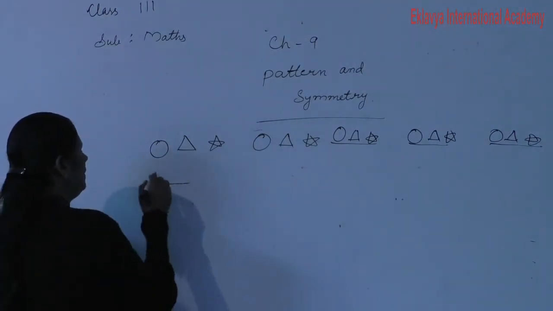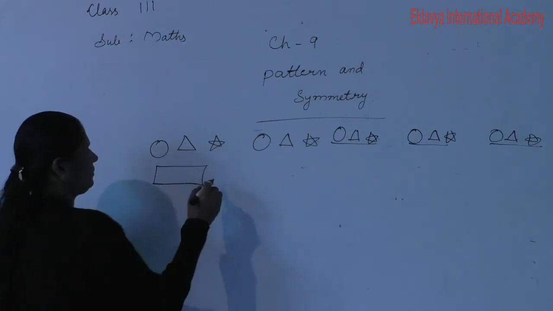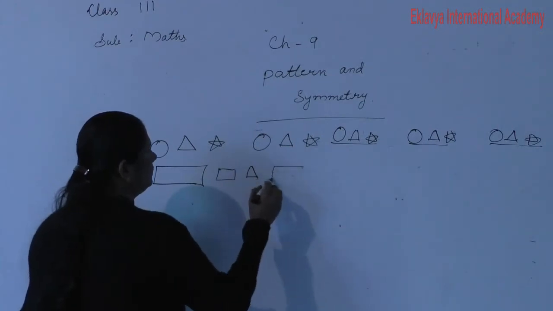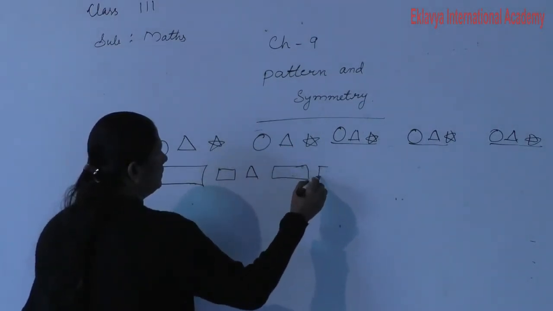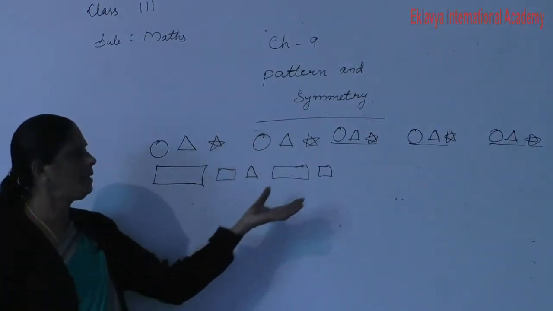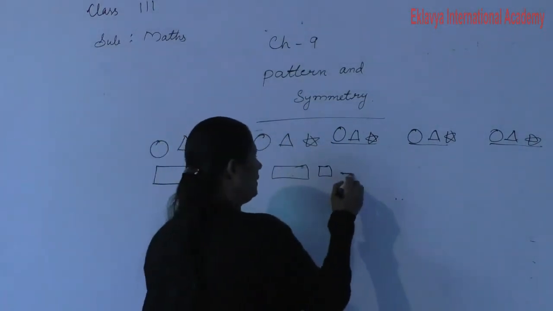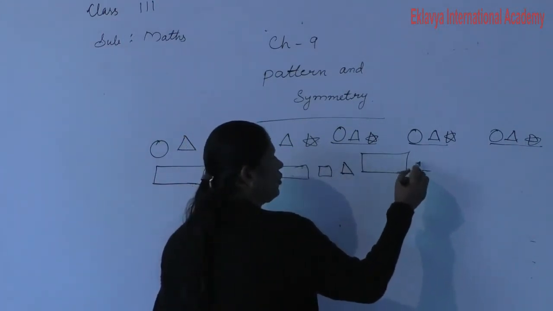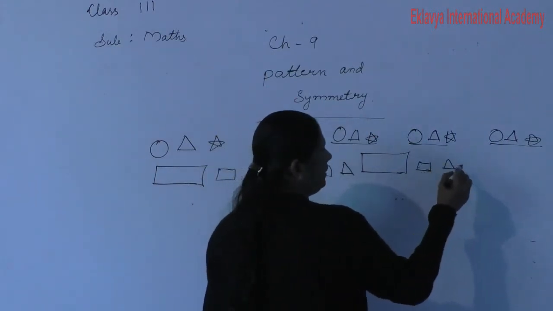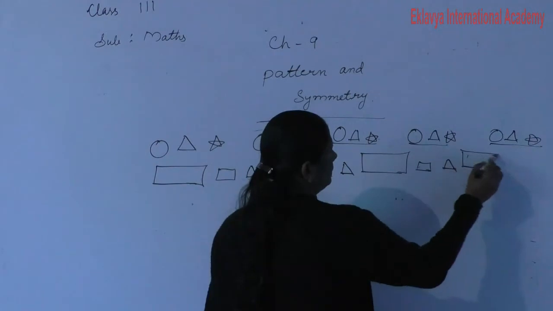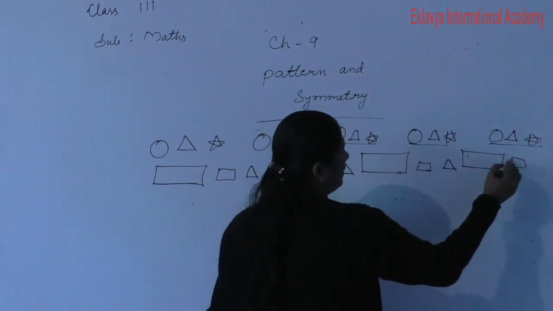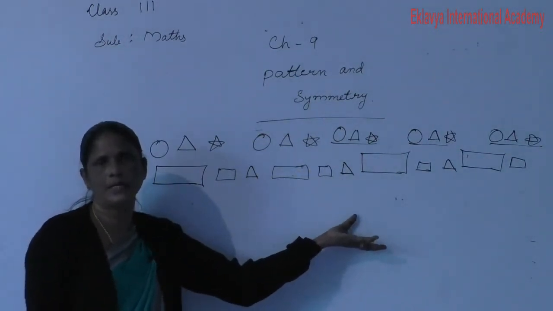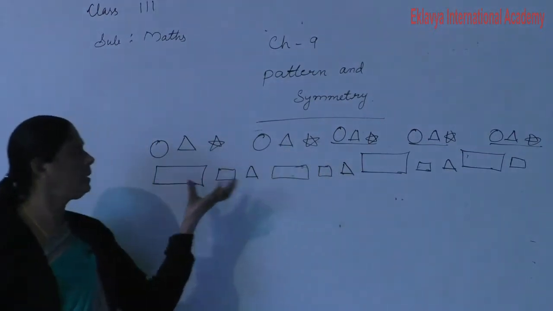Again, the next way, which pattern comes here? Next, triangle, then rectangle, then square, then again triangle, rectangle, then square. This is the pattern of shapes. Understand how to make the patterns?